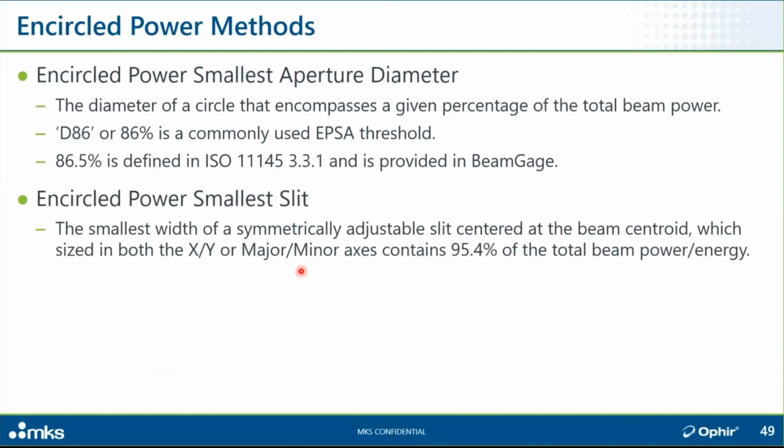It provides X and Y widths. It is the smallest width of an adjustable slit. You center the slits on the centroid and then reduce those slits down until it contains 95.4% of the total beam power. Again, that's an ISO measurement defined in 11145. That's provided in BeamGauge as well.